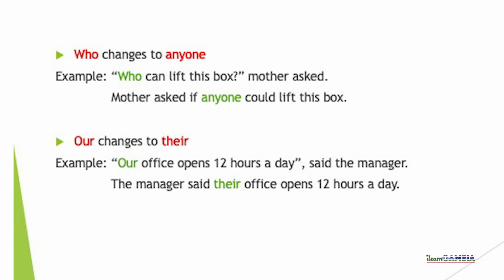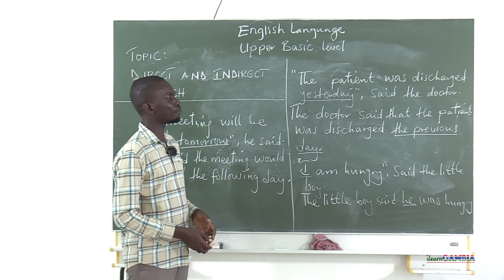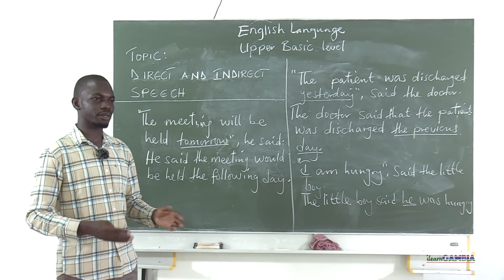Then our changes to their. Our office opens 12 hours a day, said the manager, okay? So watch the word our and look at how it changes to their. The manager said their office opens 12 hours a day. Good. Now, that is precisely how it works, okay?